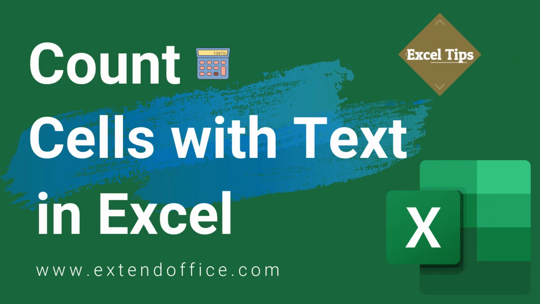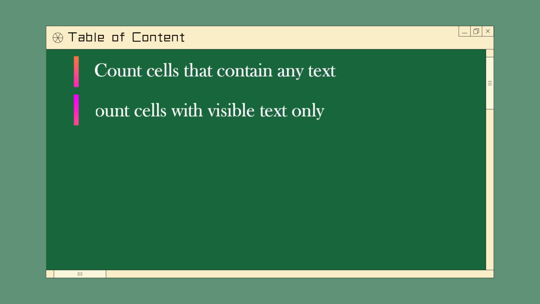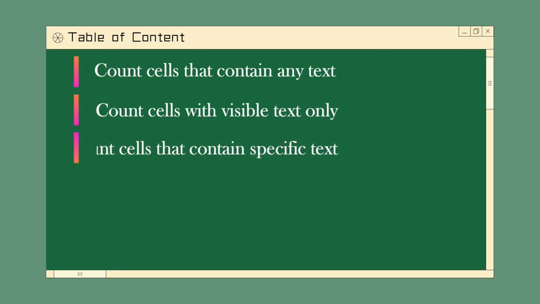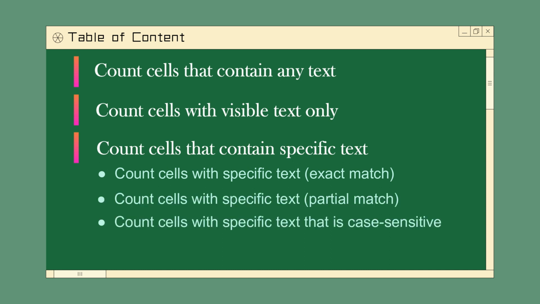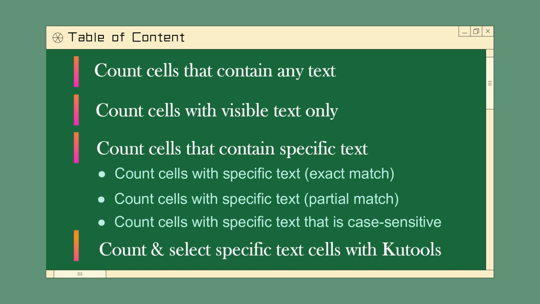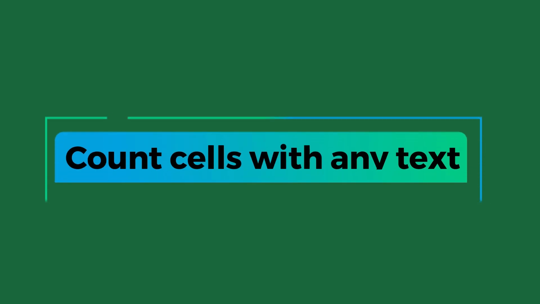This is a complete instructional video demonstrating how to count cells with text in Excel. In this video, we'll start by counting cells that contain any text, followed by counting only those with visible text. Then move to counting cells containing specific text, covering exact matches, partial matches, and case-sensitive scenarios. Finally, we demonstrate how to quickly count and select specific text cells with Kutools. Let's start with the first part, count cells that contain any text.